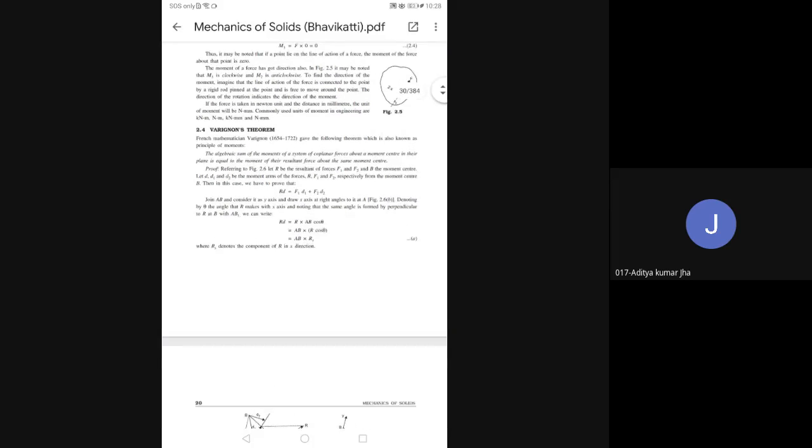Okay. Now, if you see my screen here, please see here. So to apply the Varignon's theorem, we need the concept of the moment. That's why I have taught you the concept of moment first.